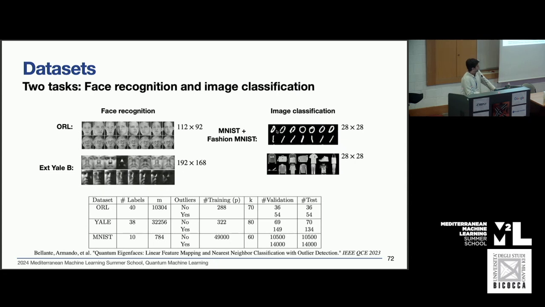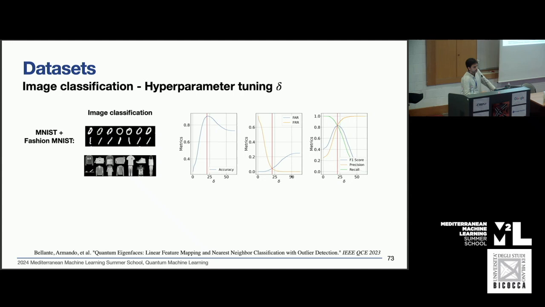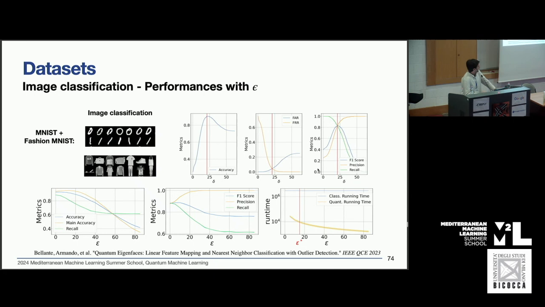We did that on some toy datasets, very simple datasets. This is like an MNIST dataset polluted with some Fashion-MNIST points that act as outliers. What we did is we trained this model by maximizing the F1 score, basically. And we studied the performance of this algorithm as you increase the error. So you see how the metrics decrease or get worse as you allow for higher error. But higher error terms mean faster algorithms. So what you want to find is a trade-off.